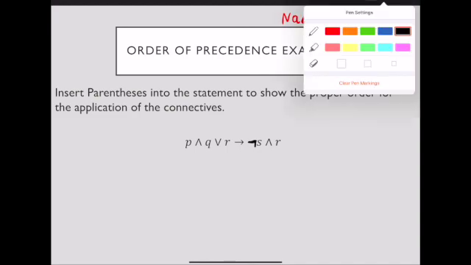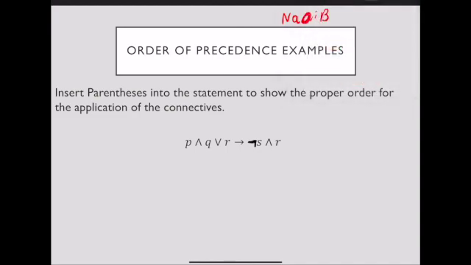The first thing I'm going to take care of is this negation. So I have negative x and r. So next I take care of my ands. Next I take care of or. And then last I take care of implications. There's a lot of parentheses in here, but they are necessary.